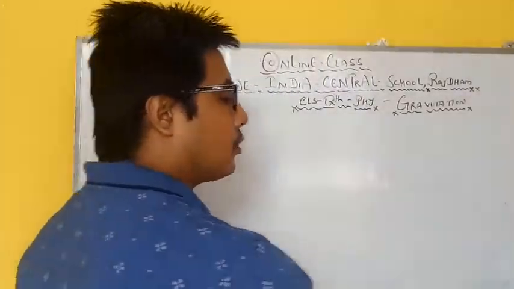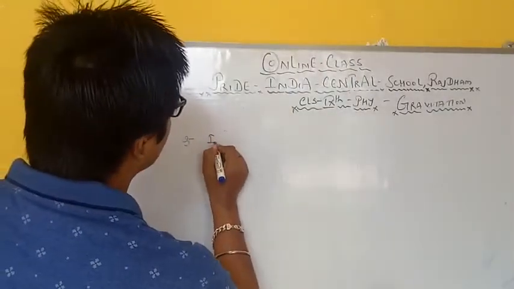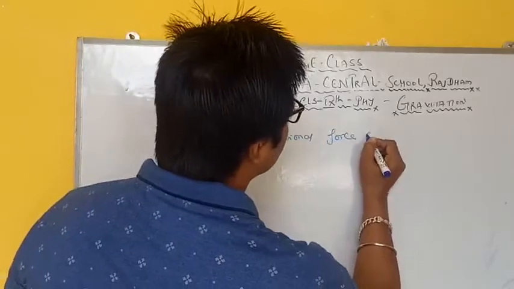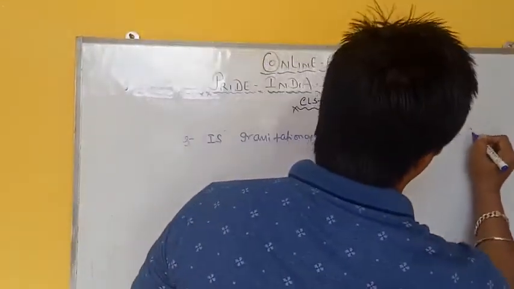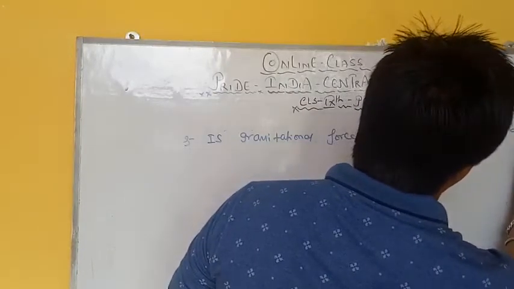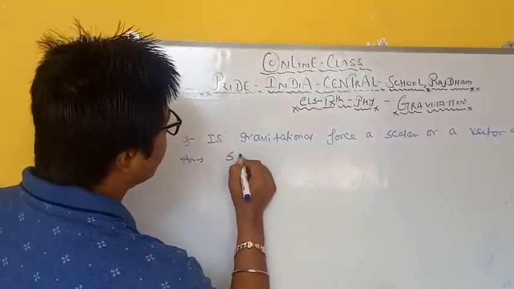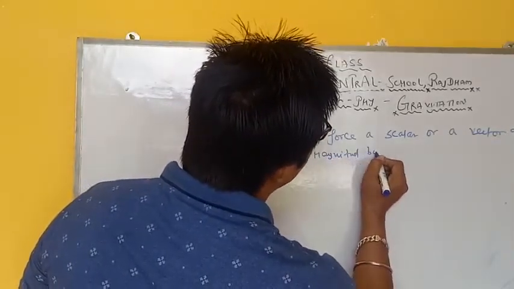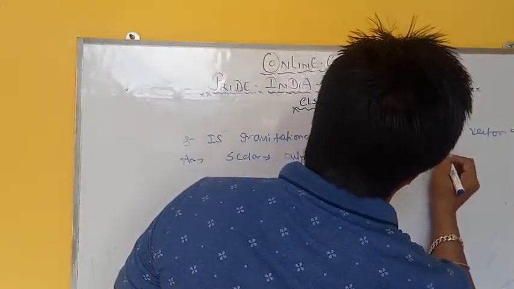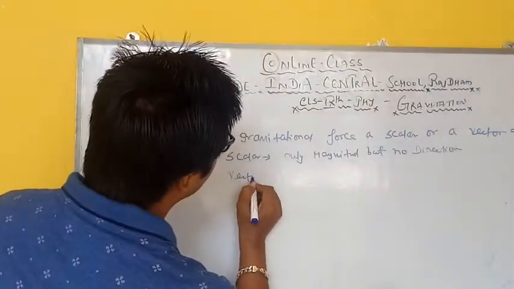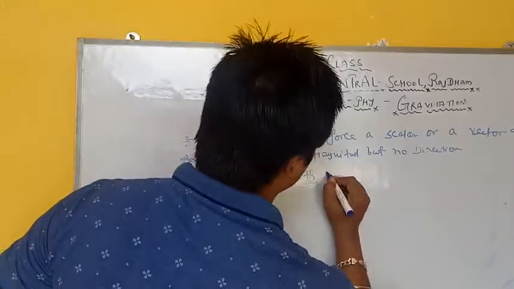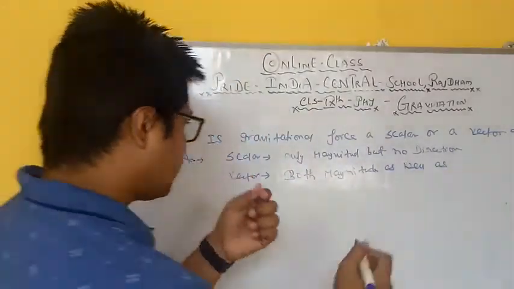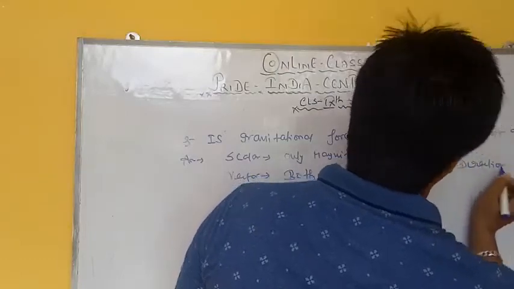Now, next question: is gravitational force a scalar or a vector quantity? क्वांटिटी? आपको मैंने बताया था, what do you mean by scalar, which has only magnitude but no direction. What do you mean by vector, which has both magnitude as well as direction. So what is the meaning of magnitude here?